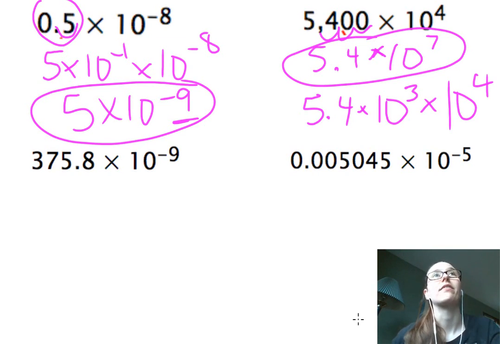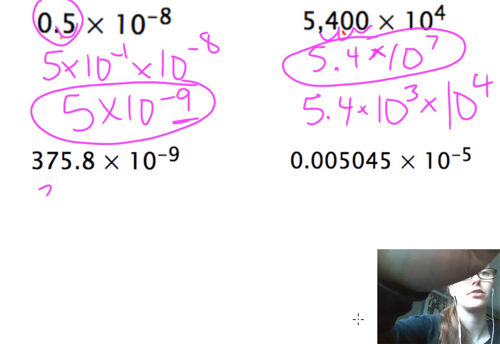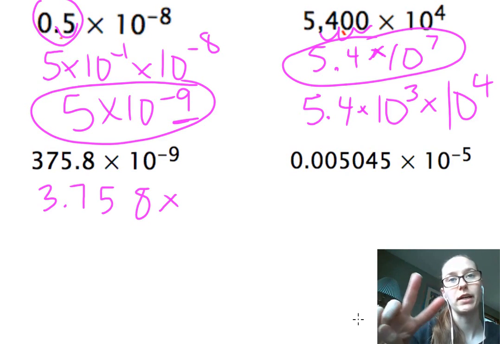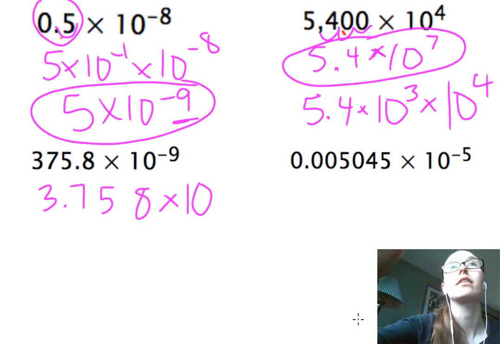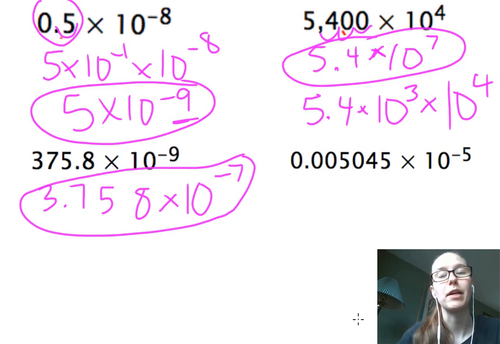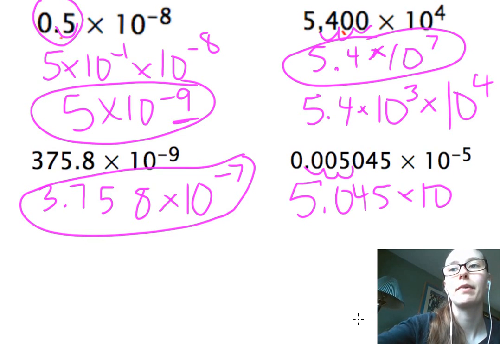Looking at this next one, 375.8 times 10 to the negative 9th. I need to make the mantissa smaller by 2 decimal place values to make it 3.758. Since I made it 2 smaller, I need to make the exponent 2 bigger, so negative 9 becomes negative 8, and then negative 7. And this very last one, I need to make my mantissa bigger, so it's 5.045, by 3 decimal places. Since I made it bigger, I need to make my exponent smaller by 3.